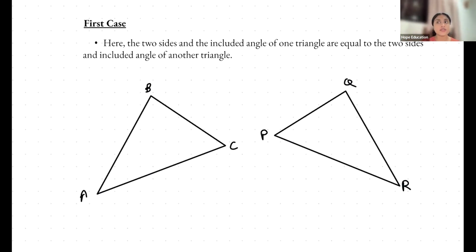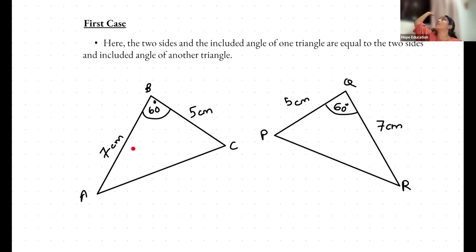But according to this first case, let's say this AB side is 7 centimeters. This side is also 7 centimeters. This side is 5 centimeters. Now look at this. If you are just randomly given two triangles, of course, you wouldn't know if they are congruent or not. But here we are learning a way to find if two triangles are congruent.